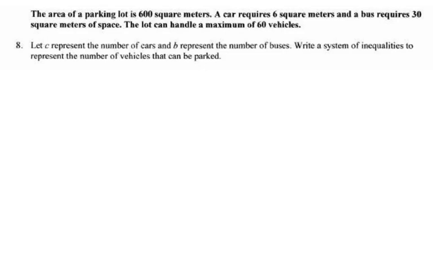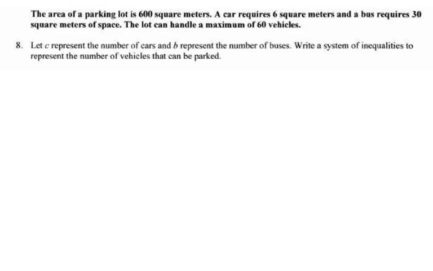Area of a parking lot, 600 square meters. A car requires 6 square meters and a bus requires 30 square meters of space. The lot can handle a maximum of 60 vehicles. C is cars, B is buses. Write a system of inequalities to represent the number of vehicles that can be parked.